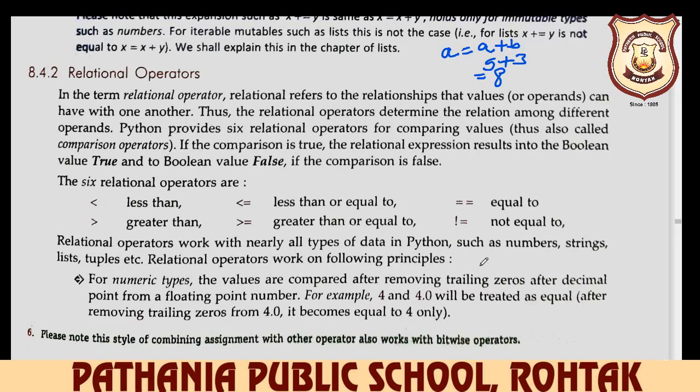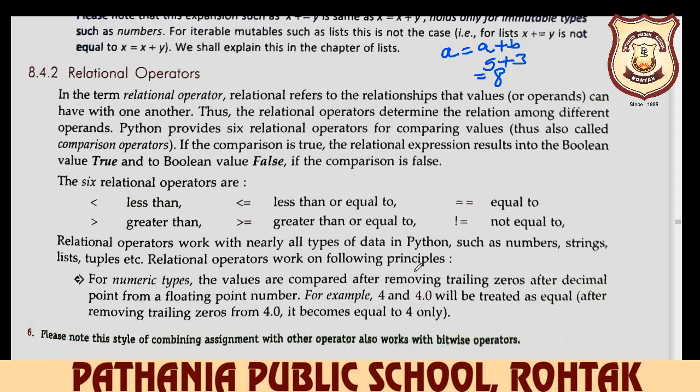Python provides six relational operators. How many? Six relational operators for comparing values. For comparing the value, we use the relational operator, and the total relational operators are six. Thus they are also called comparison operators. For example, less than, greater than, less than or equal to, greater than or equal to, not equal to. These all are your relational operators.